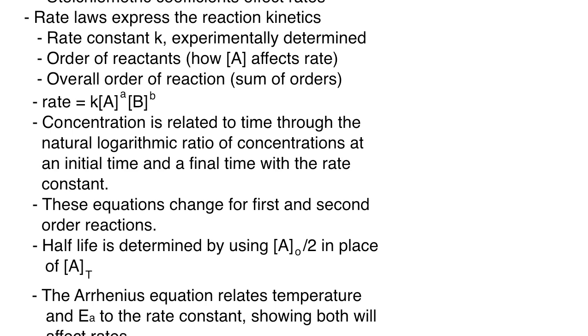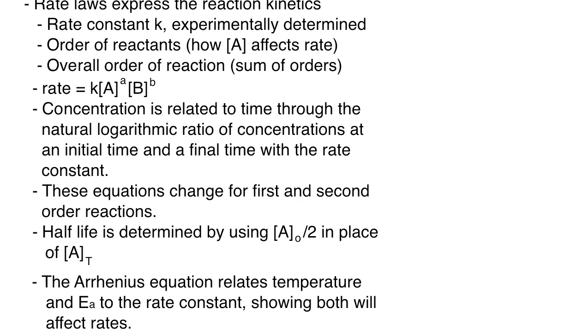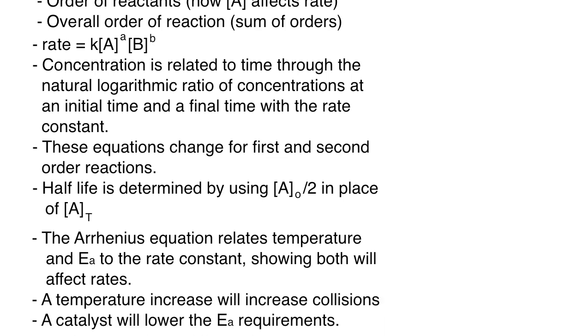We also looked at the order of reactants, and we had problem solving for both of these in the practice. Order of reactants is going to be how the concentration of A is going to affect the rate. So when we look at that, is it going to, for instance, quadruple the rate? Is it going to only double the rate? We can get that if we look at the order. Then the overall order is just going to be the sum of all the reactant orders.